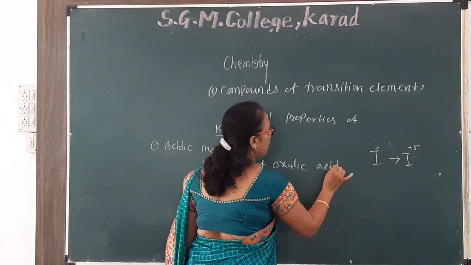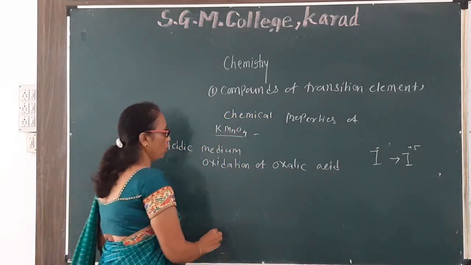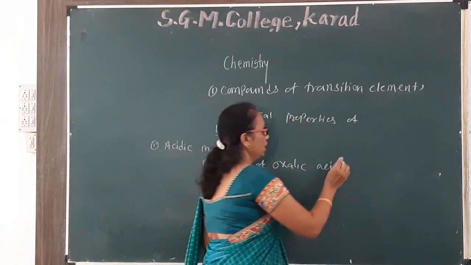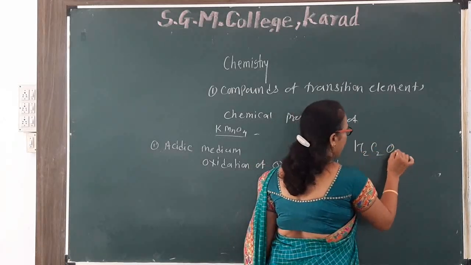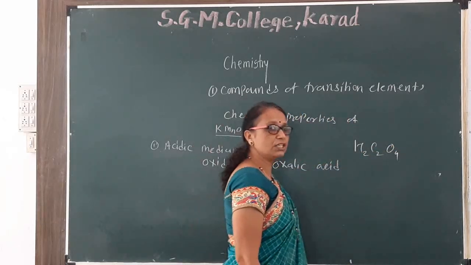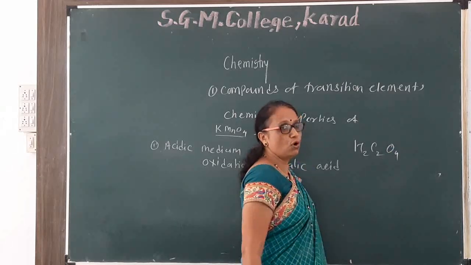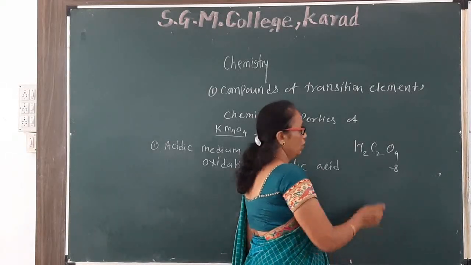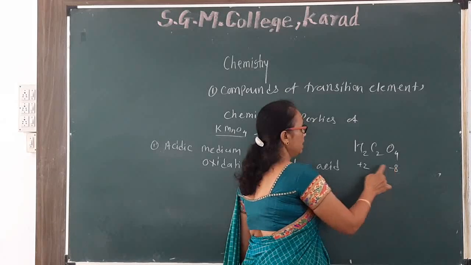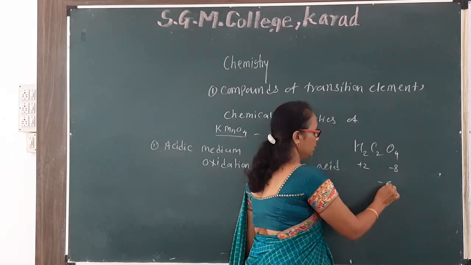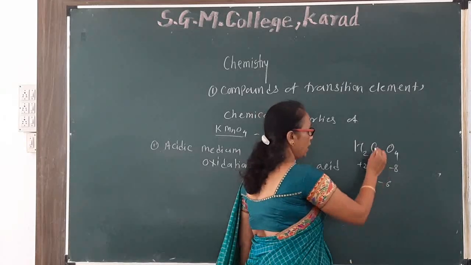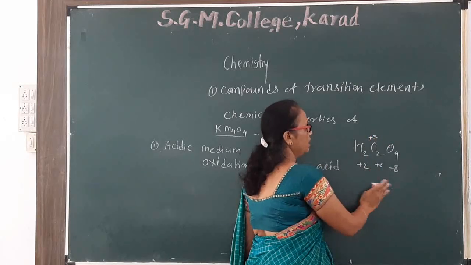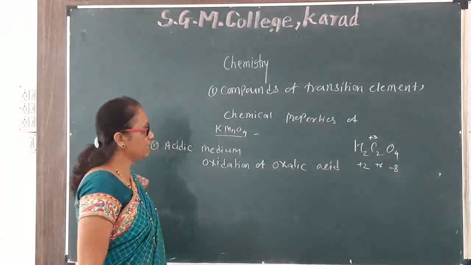What is the formula of oxalic acid? H2C2O4. What is the oxidation state of carbon in oxalic acid? Oxidation state of oxygen is -2, so O4 is -8. Oxidation state of hydrogen is +1, so 2 hydrogens give +2. -8 plus 2 is -6. Hence the oxidation state of 2 carbons is +6, and the oxidation state of a single carbon is +3 in oxalic acid.